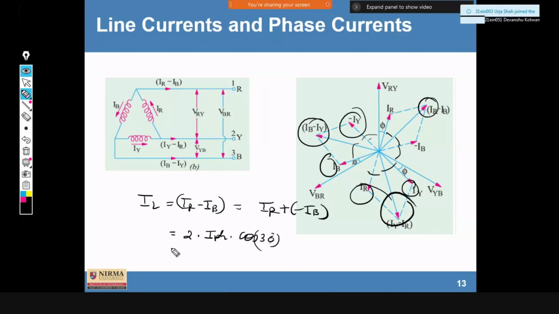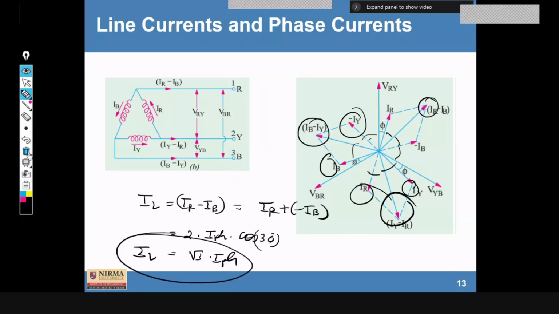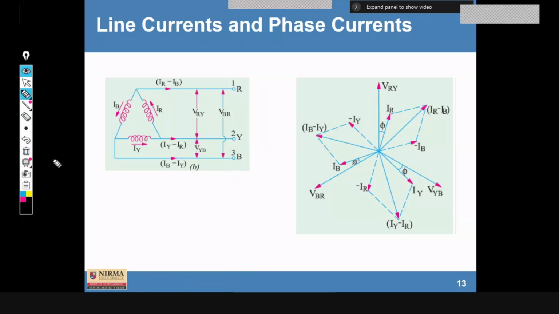So cos minus 30 will be again cos 30, and cos 30 is root 3 by 2. So root 3 times IPH. So this is the relation of current IL and IPH in both the cases. Is that clear? Now based on this, we have different equations and different examples that can be written. It would be better if we consider all these examples by tomorrow morning.